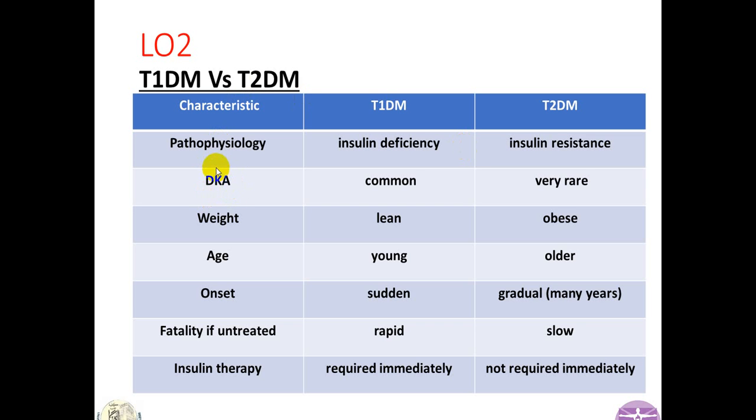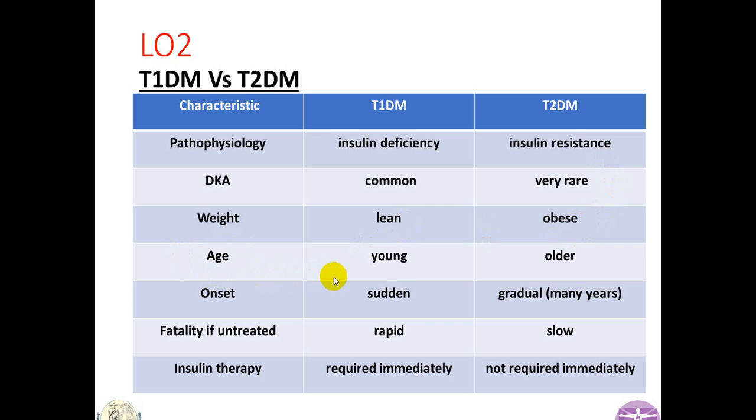Regarding diabetic ketoacidosis, DKA, it is common in type 1 diabetes, but it is very rare in type 2 diabetes. Regarding weight, usually people with type 1 diabetes are lean. They are thin. They are not overweight or obese. Unlike people with type 2 diabetes, usually they are obese because, as I said, obesity is the major cause of insulin resistance.